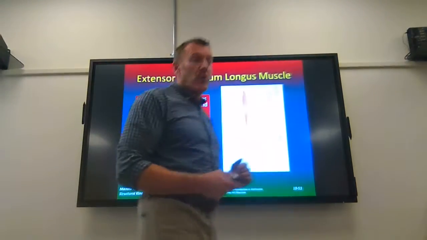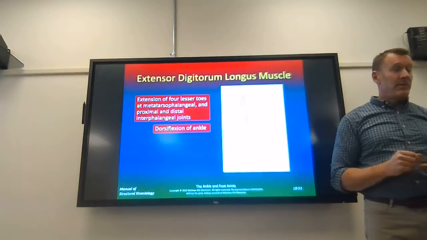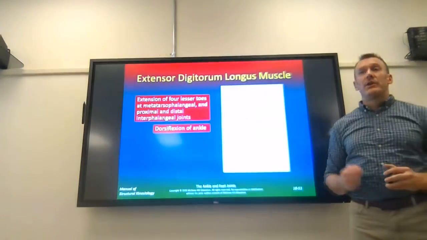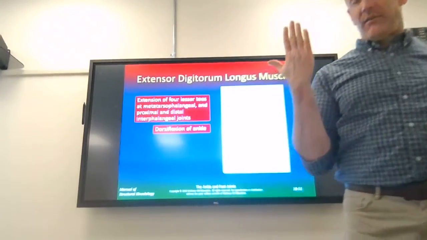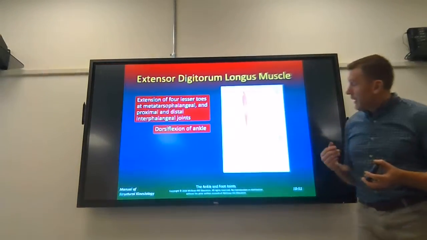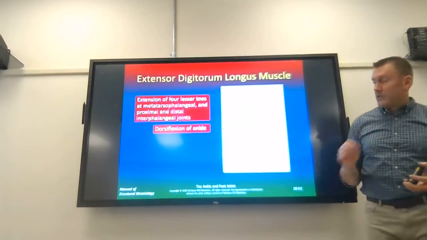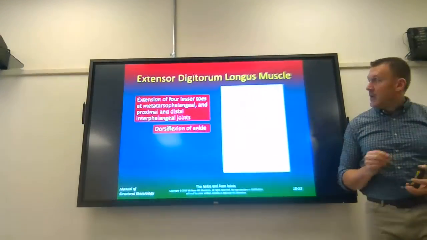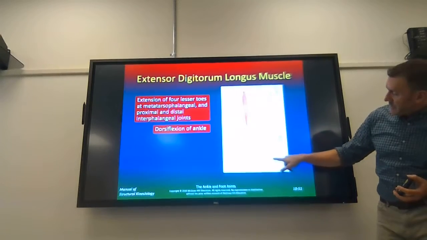Okay, extensor digitorum longus. Okay, so on the front side, top of the foot, this one has tendons that are concerned with the four lesser toes. So kind of like the extensor digitorum you had for your hand. It's very similar. Okay, so this muscle splits just after the ankle joint. You can see the tendon splits into four different parts. Goes all the way down to the middle and distal phalanx.